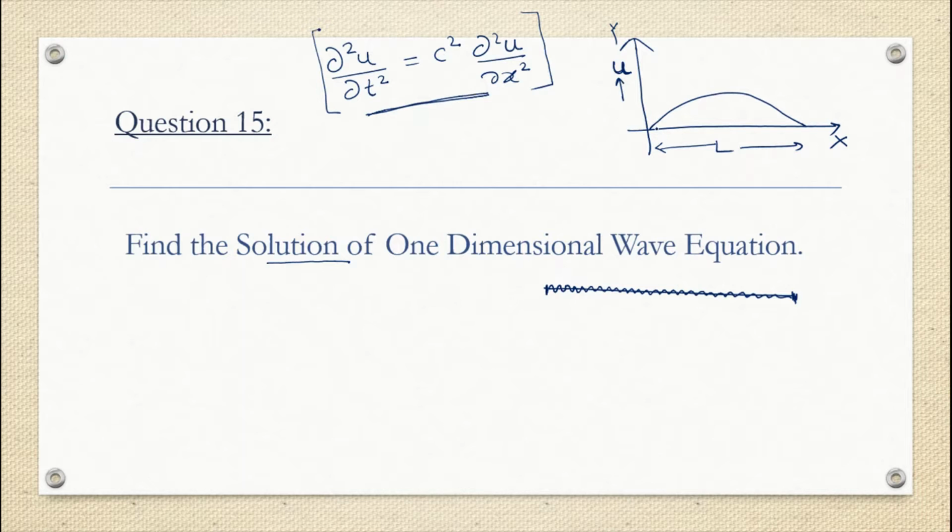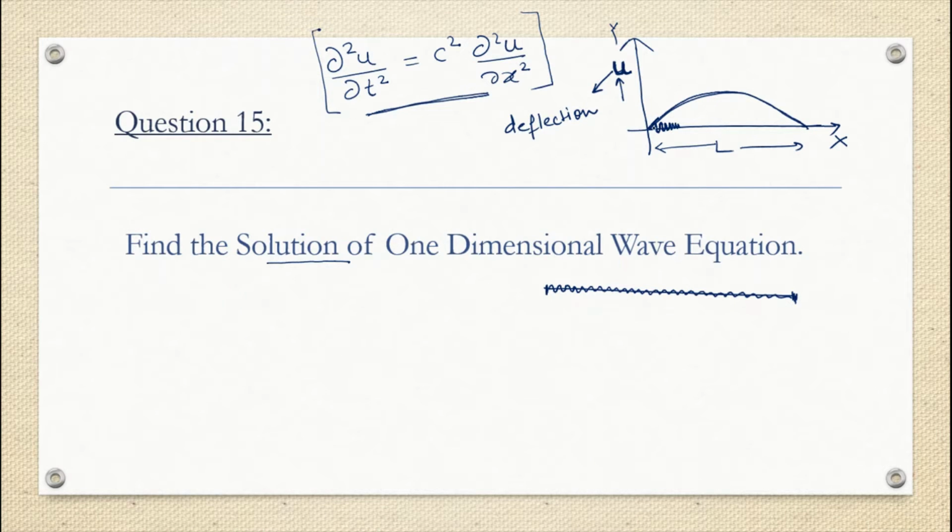So u is the deflection. What we had said is that the deflection is always in the y direction. We are ignoring the deflection along the horizontal axis, because that deflection is very negligible. So u is only the deflection, right? And this u depends on two variables, correct? Which two variables are there?